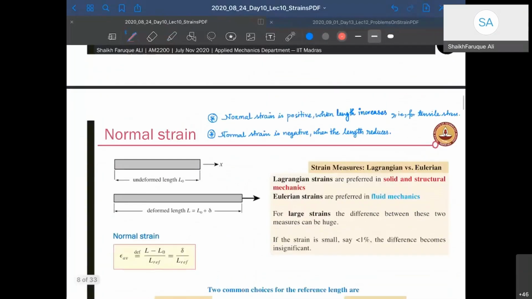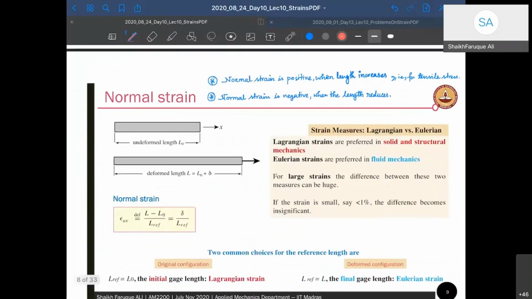So how do you calculate normal strain? Normal strain is now given by delta by L0. All right. Okay, this is what has been written here. If you have less than 1% strain, that is what is going to happen.